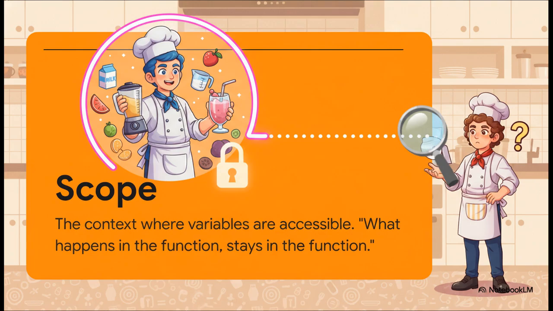And one last crucial piece of the puzzle is something called scope. Think of it like Vegas rules for your code. Any special measuring cups or temporary bowls you use inside the function to make the smoothie, they stay inside the function. This keeps your kitchen, your code, clean and makes sure the function doesn't accidentally mess with things it shouldn't. What happens in the function stays in the function.